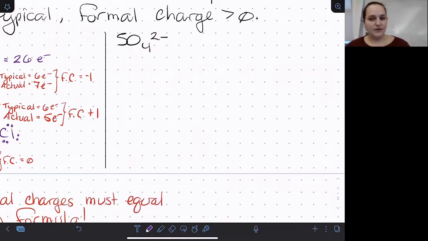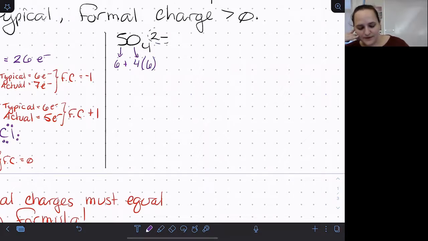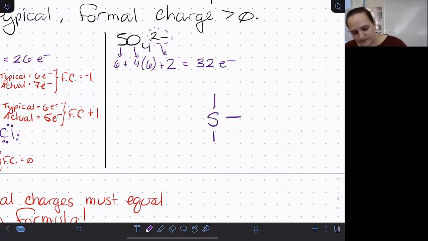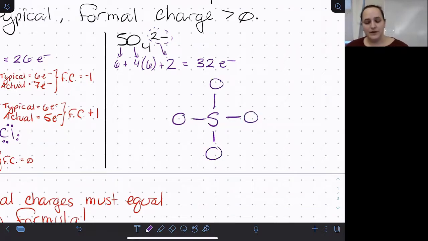So once again, we want to start off by determining how many electrons need to be in our structure. Sulfur is in group 6, oxygen also in group 6, and there's 4 of them. We also have this negative charge, which is going to add 2 extra electrons. So remember that negative charges add extra electrons, positive charges remove electrons. So we've got 5 times 6 is 30 plus 2 is 32 electrons that we need to represent in our structure. Sulfur is the unique atom, so that is easy enough to identify as our central atom, so we can put that in the middle and arrange everything else around it.